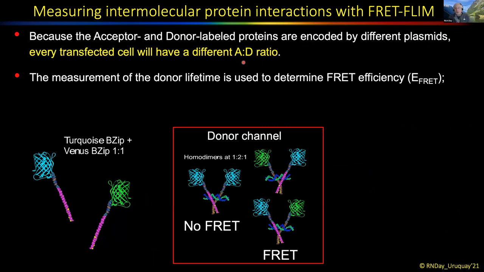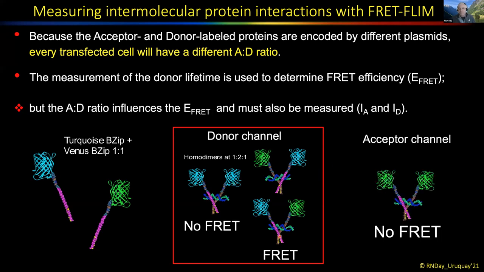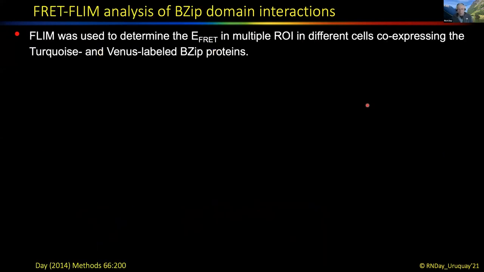If we're going to use donor lifetime to measure FRET efficiency, we have to account for the donor acceptor ratio. So if we co-express these proteins in a 1-to-1 ratio, what we expect is 1 out of 4 would be donor-donor and would not FRET. 2 out of 4 would be donor acceptor pairs and would FRET. And of course, 1 out of 4 would be acceptor pairs and they would not FRET either. So only these pairs are going to FRET. So we have to know what that donor acceptor ratio is in order to measure FRET between these proteins.